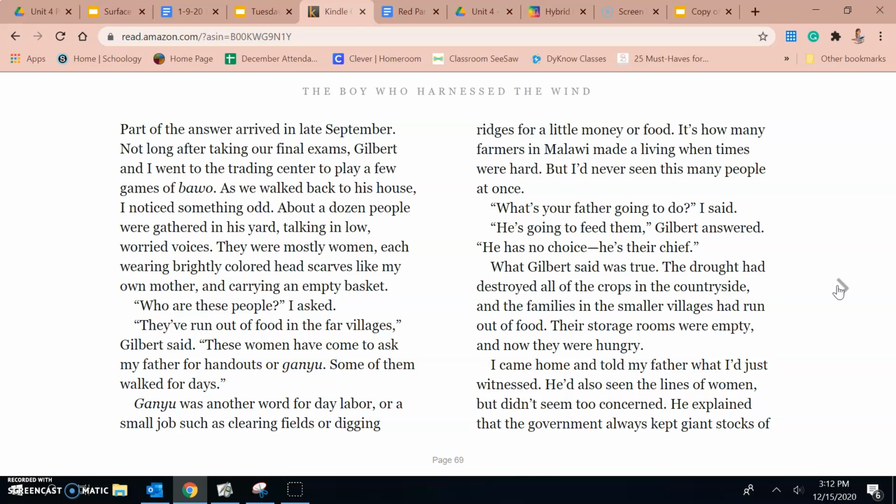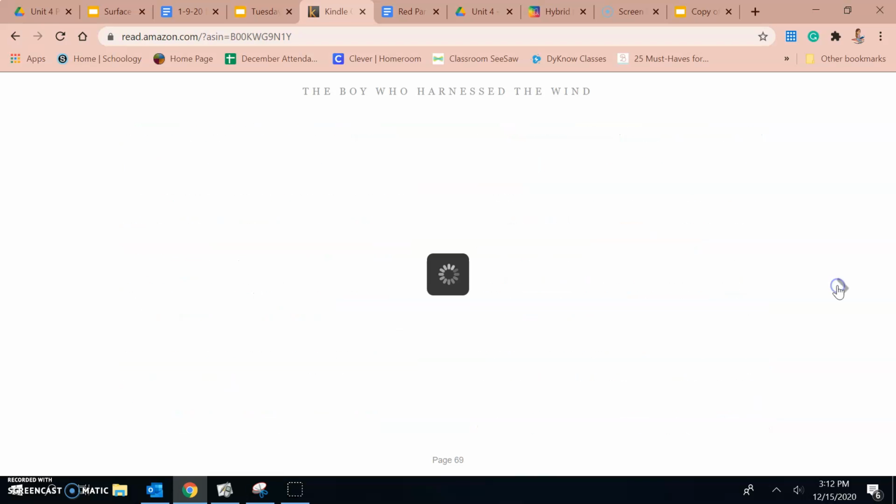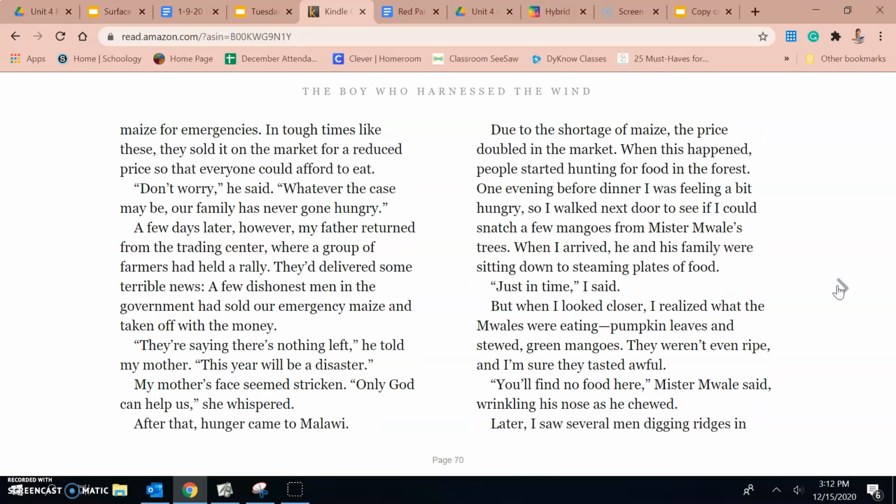I came home and told my father what I'd just witnessed. He'd also seen the lines of women, but didn't seem too concerned. He explained that the government always kept giant stocks of maize for emergencies. In tough times like these, they sold it on the market for a reduced price so that everyone could afford to eat. Don't worry, he said. Whatever the case may be, our family has never gone hungry.